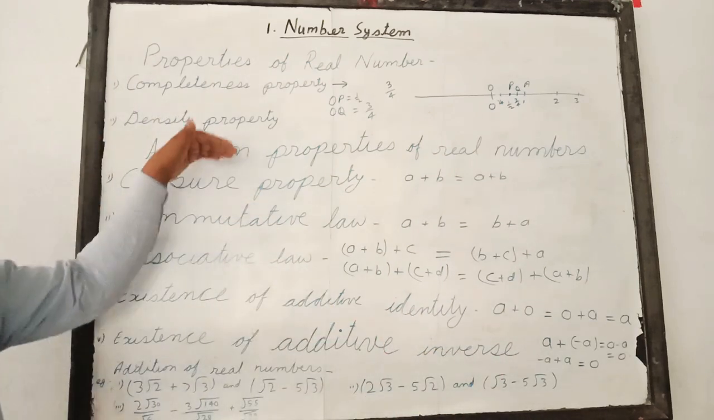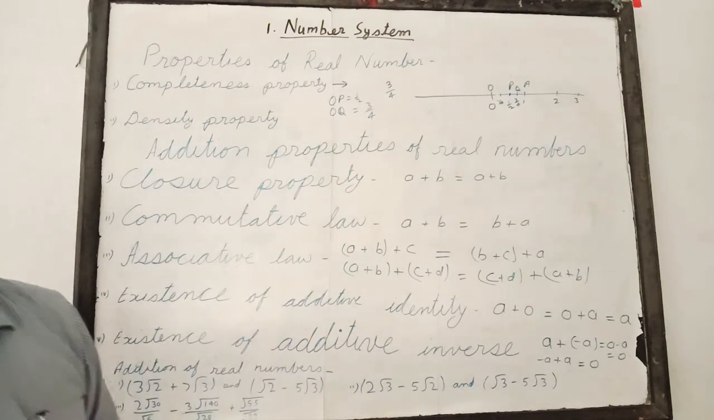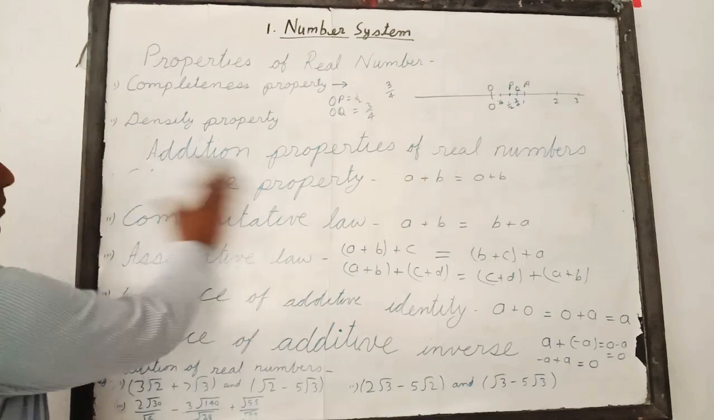So these are some of the properties of real numbers. Now we can apply this in doing some sums. So let's take some examples.